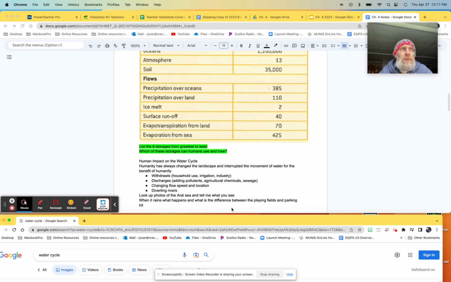And also for industry, we use water for energy. We also use it for washing things and whatnot. There's a lot of water that's used in manufacturing. Discharges, adding pollutants, agricultural chemicals, sewage. Unfortunately, a lot of our pollutants just get washed away, and that then goes into a river, which then brings it out to the ocean with the idea that eventually it evaporates or over time just goes away. Agricultural chemicals are no different with this, whether you're talking about pesticides, herbicides, or fertilizers.